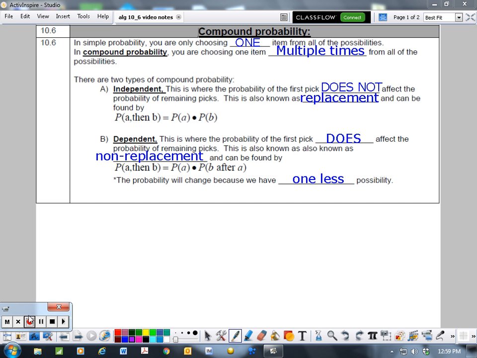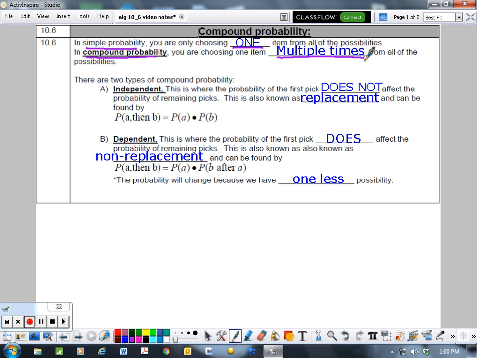Okay, now that we've talked about simple probability, or the probability of picking just one card or rolling the dice one time, we're now going to look at what we call compound probability. With compound probability, we are going to look at choosing one item multiple times. So I may be rolling the dice two times, three times, or four times. I may flip a coin one time, two times, three times, but multiple times, not just once. So simple probability is once, and compound probability is multiple times.